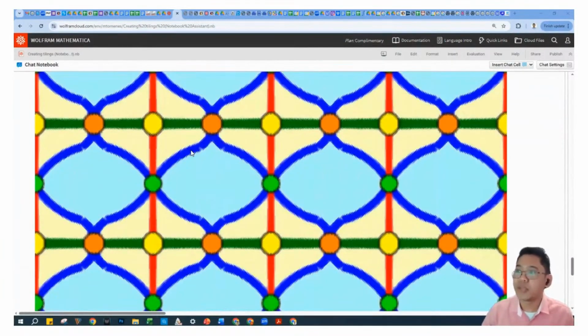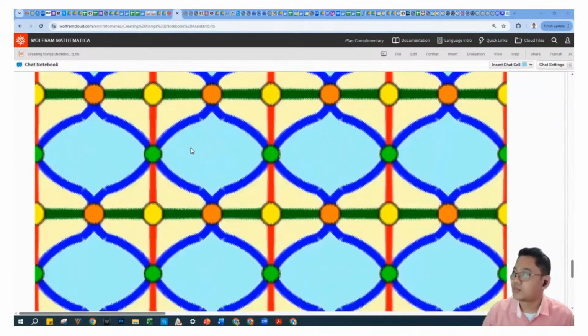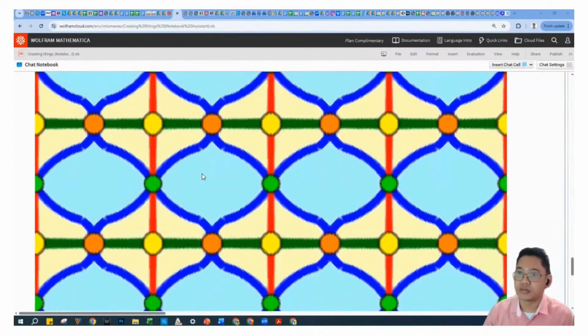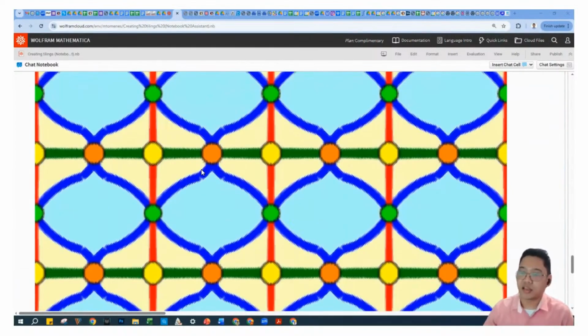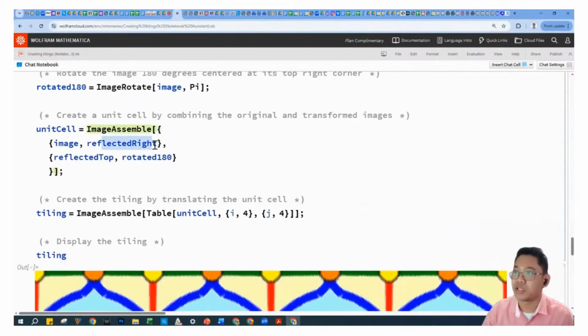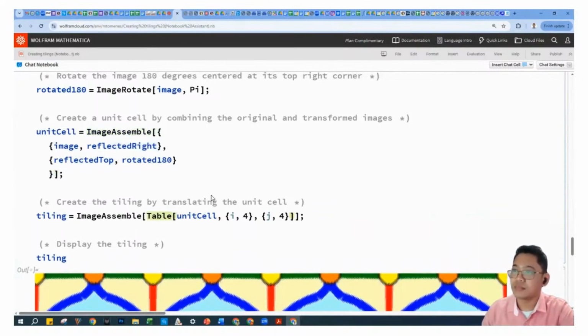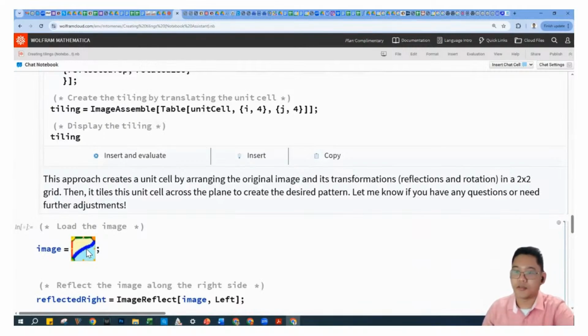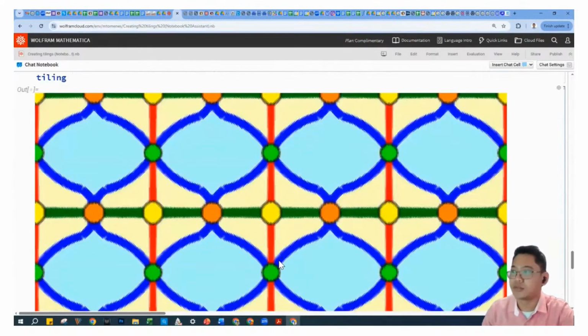So probably you will be editing the prompt in a lot of iterations, but you just keep on editing your prompt in order to generate exactly the thing that you wanted to do. In fact, you can also edit this manually if you think that there are things that the AI failed to do. You can even change your fundamental region here, and then it was able to create the tiling that I want.